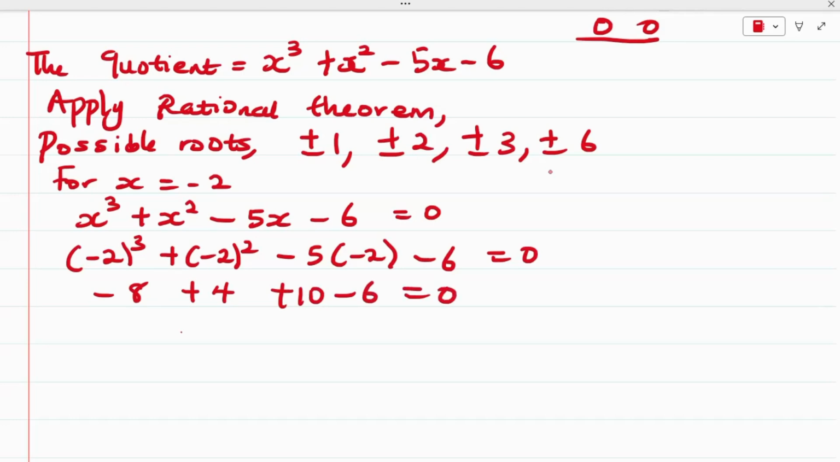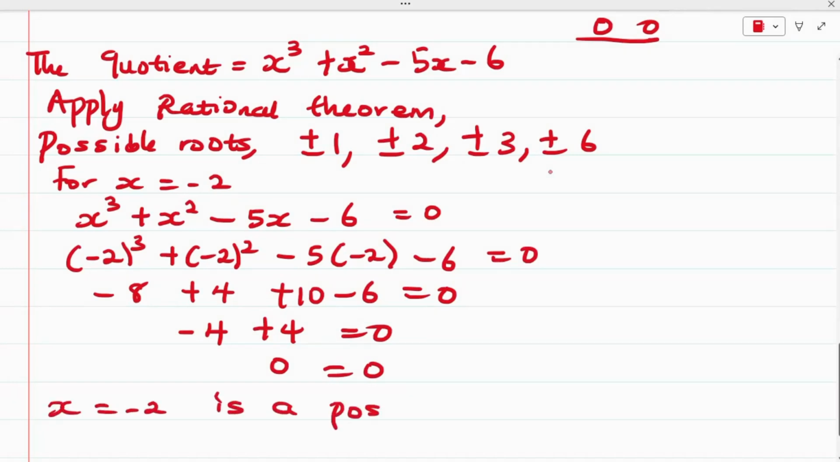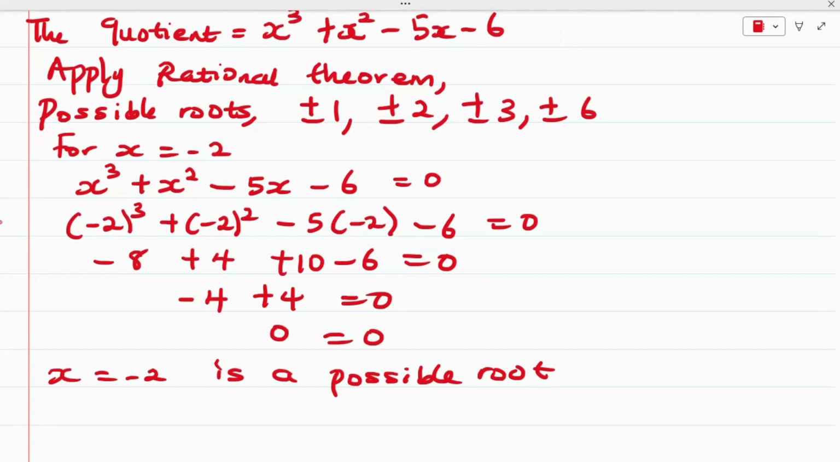Negative 8 plus 4 is negative 4. 10 minus 6 is 4. So negative 4 plus 4 is 0, which is equal to 0. So I've been able to prove that x equals negative 2 is a root. And hence this can be written as x plus 2, which is equal to 0.